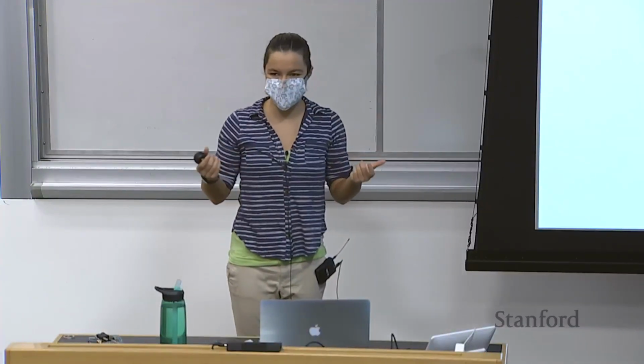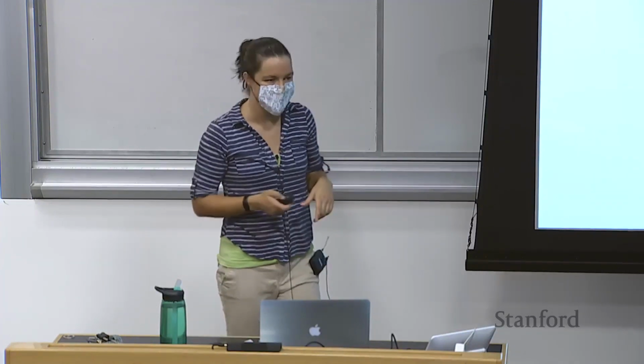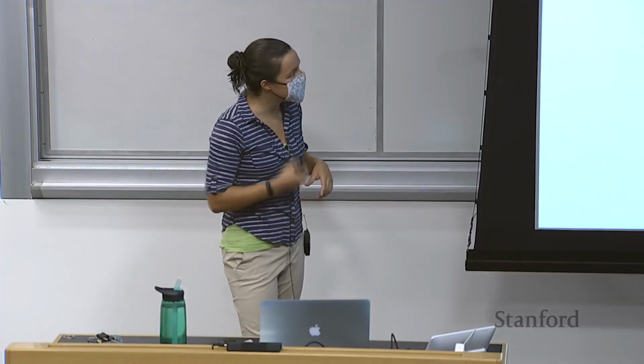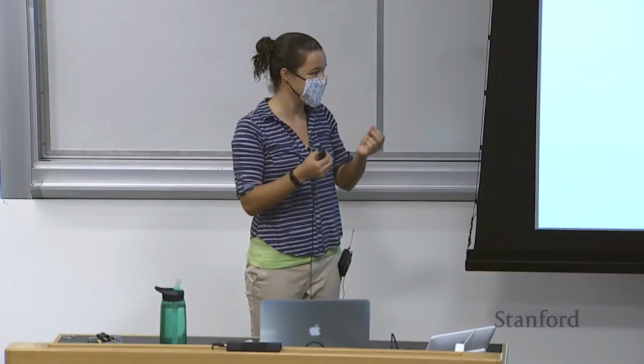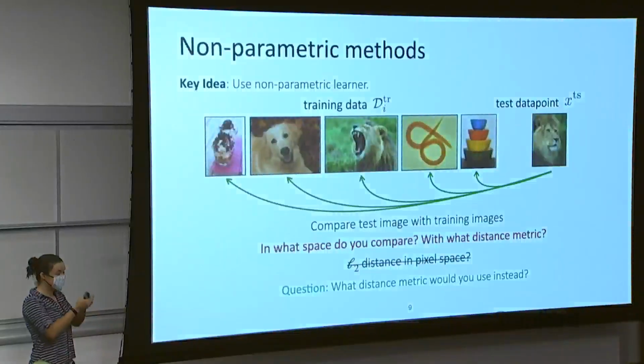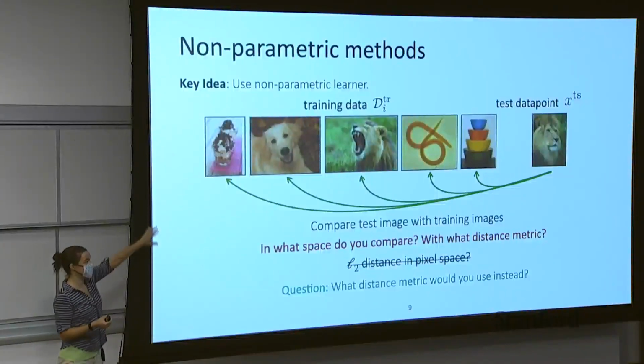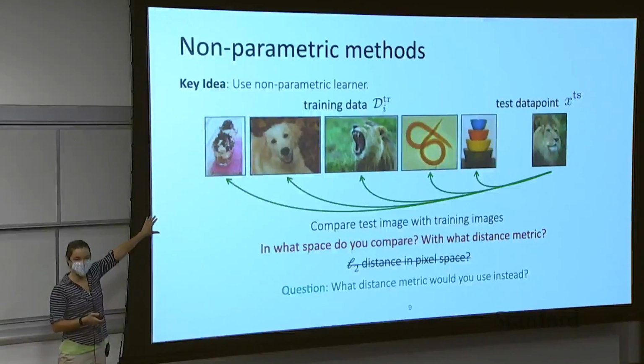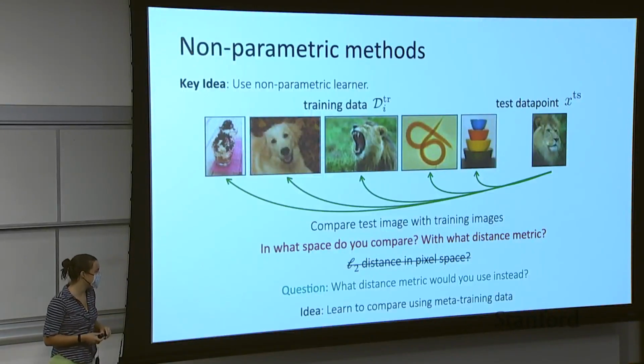So all these are kind of examples of actually trying to learn a distance metric in various ways. And the key idea behind non-parametric few-shot learning methods is to actually learn a metric like this, except learn a metric in a way that is explicitly optimizing for good performance at this meta-test task. And so we want to essentially use the meta-training data to learn how to compare images.